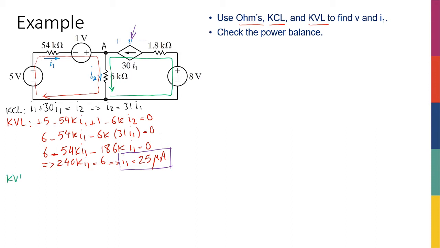So here, if I want to write this KVL, I'm going to get plus 8 volts minus 1.8 times the current of this path. So what is the current here? The current that is passing through the 1.8 kilo ohm resistor. If you think about it, this resistor is in the same branch that the dependent current source exists. And I know that the current of the current source is 30 I1, right? So the current of the resistor is going to be 30 I1.